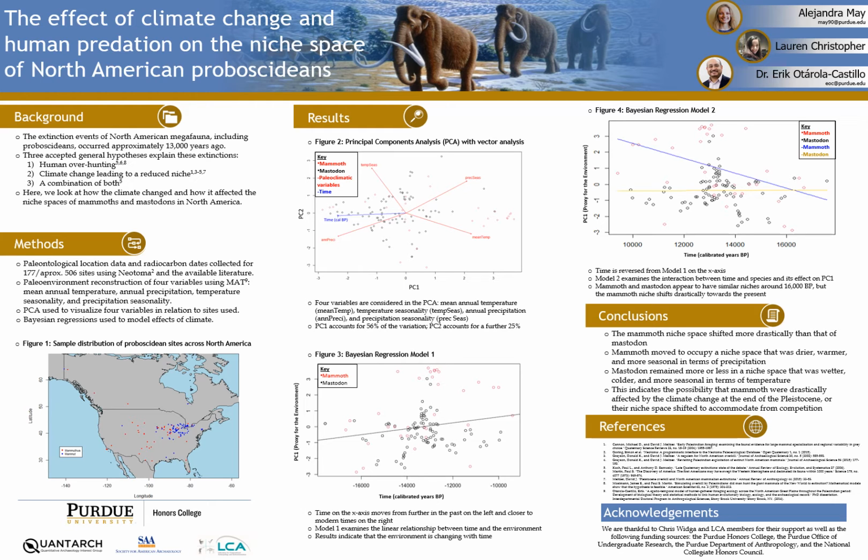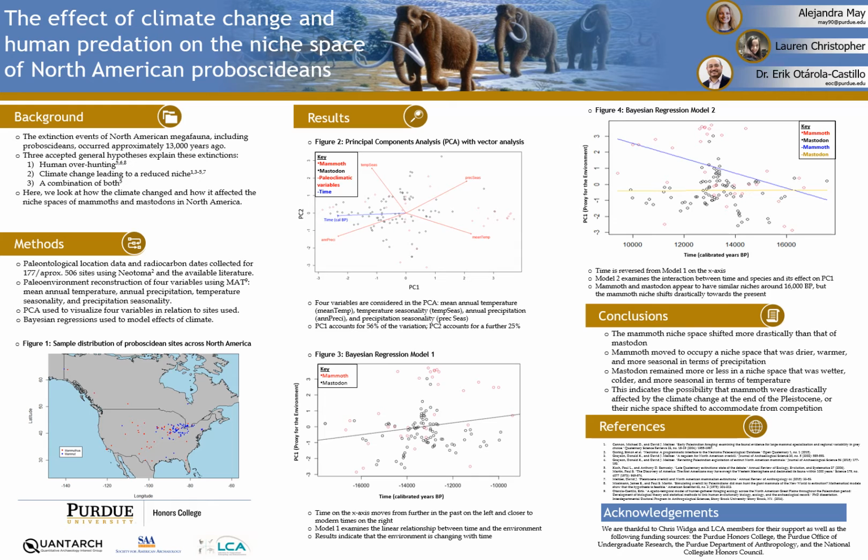To conclude, the environment occupied by proboscideans in North America did shift with time. More specifically, the niche space of mammoths changed more drastically than that of mastodons. Mammoths moved to occupy a niche space that was drier, warmer, and more seasonal in terms of precipitation, while mastodons more or less remained in a niche space that was wetter, colder, and more seasonal in terms of temperature.